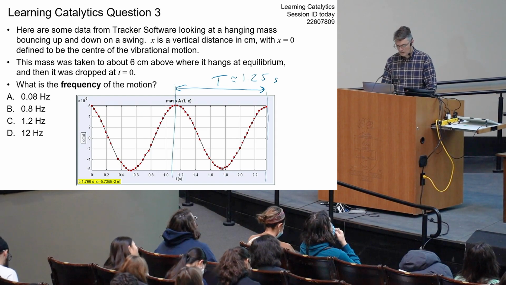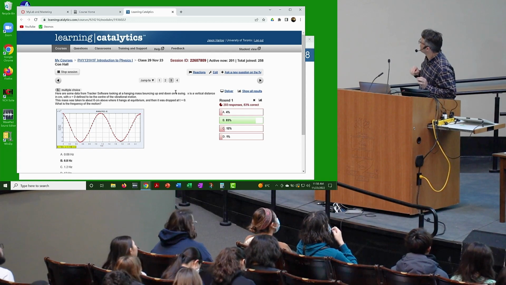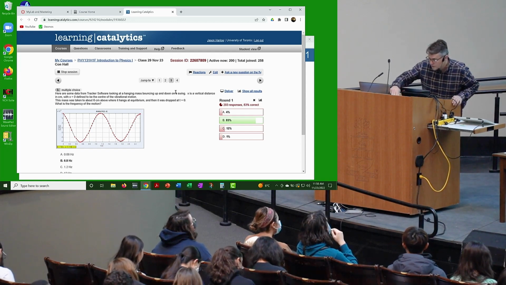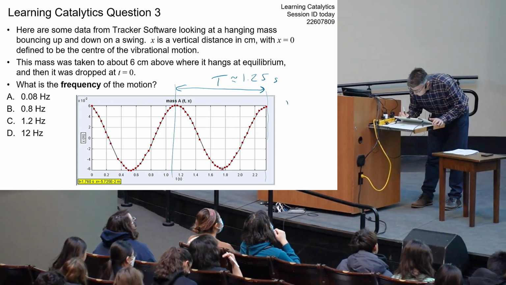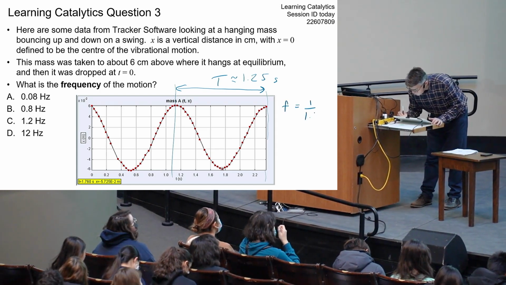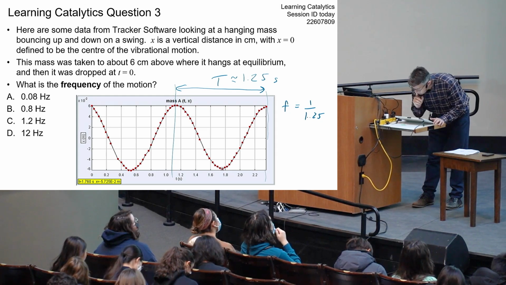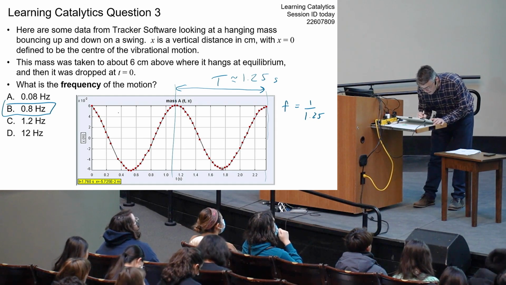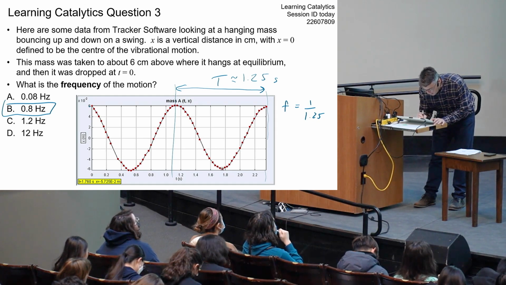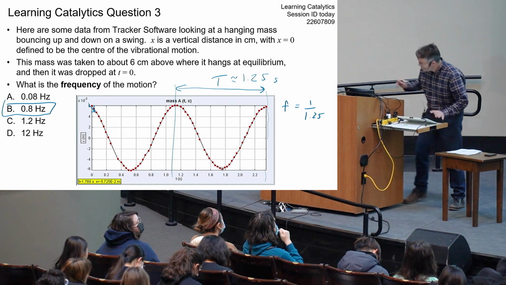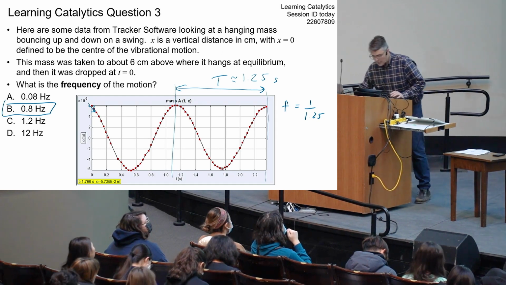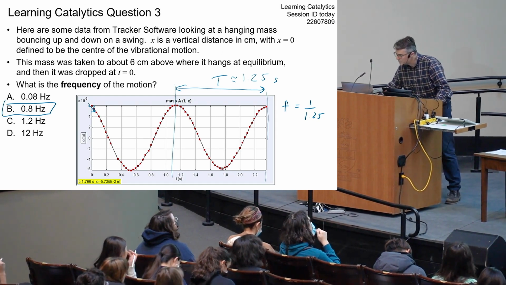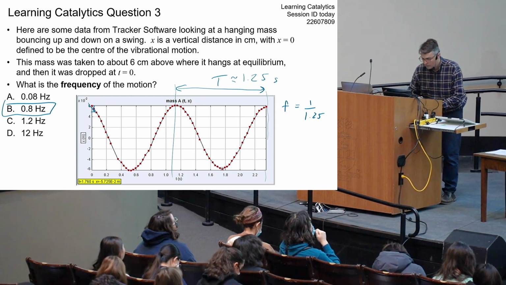And stop. Survey says 83% of you are saying B, that is 0.8 hertz. Yeah, so that's probably right. F is going to be 1 over 1.25-ish. I don't know how that works, but the closest answer here is definitely B. It's a little hard to estimate. I'm not quite sure if it was released exactly from rest. It looks like it was kind of moving a bit there. But anyway, do you have an idea for the amplitude?